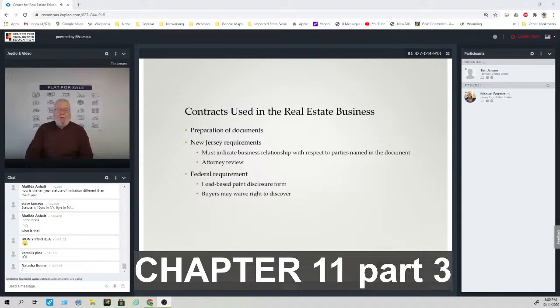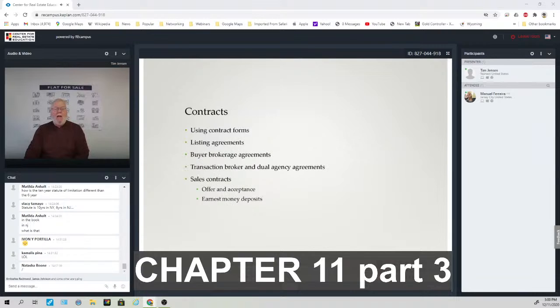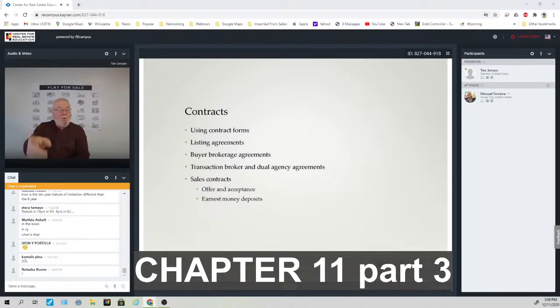We're talking about the preparation of documents, the New Jersey requirements and the federal requirements. So let's move on now. Using the contract forms, as I explained, we use several different types of contracts in the real estate industry. You have an employment agreement, an independent contractor agreement. That is a contract. You have listing agreements, contracts, agency agreements, contracts, leases, contracts. You have all kinds of contracts in the real estate industry.